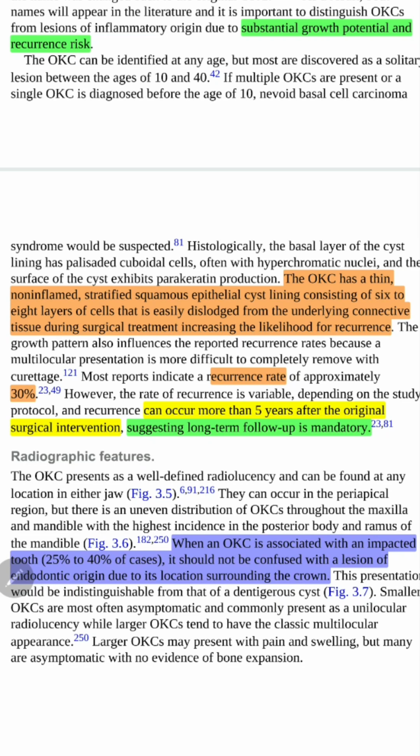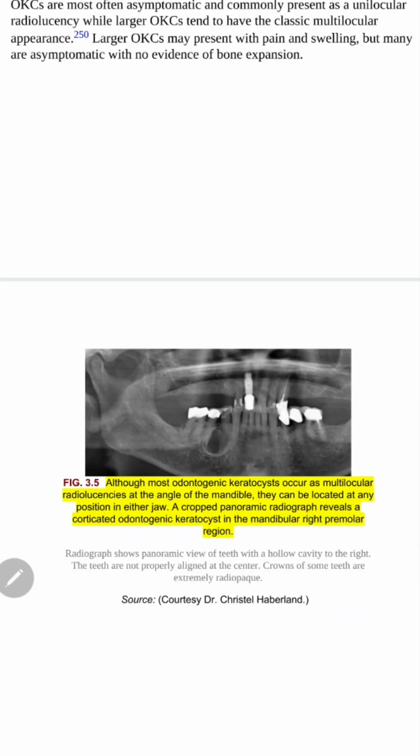For the radiographic features of the odontogenic keratocyst, it is usually associated with an impacted tooth in 40% of the cases. It should not be confused with a lesion of endodontic origin due to its location surrounding the crown. When it is unilocular, sometimes it can be indistinguishable from a lesion of endodontic origin.